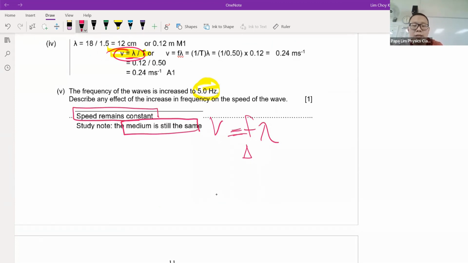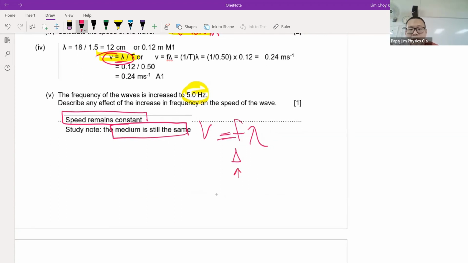What will change is the wavelength. For example, if my frequency increases, the wavelength of my wave will decrease. Why? Because the speed of the wave has to remain constant, since the speed of the wave depends on the medium itself. If I have a water wave, the speed will be different compared to the same wave in air.